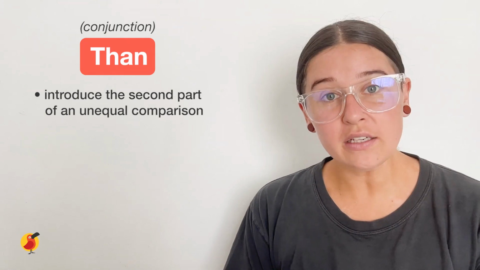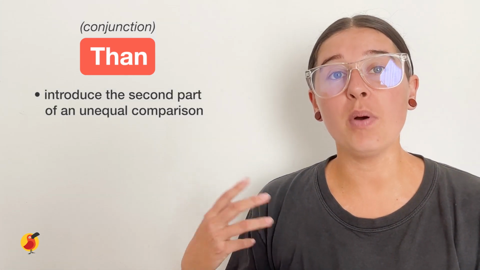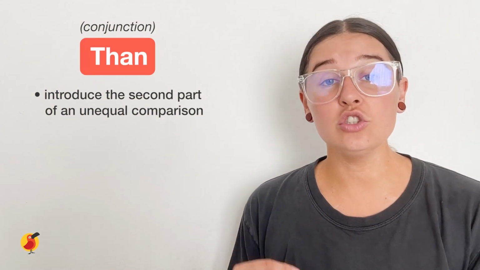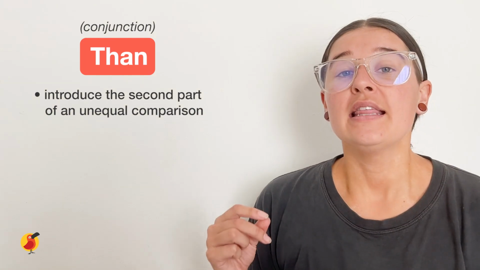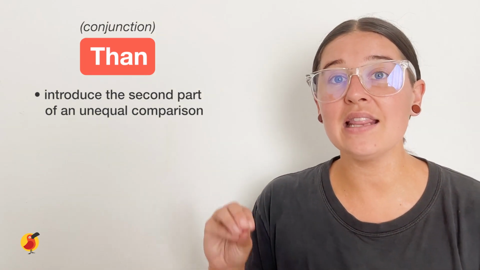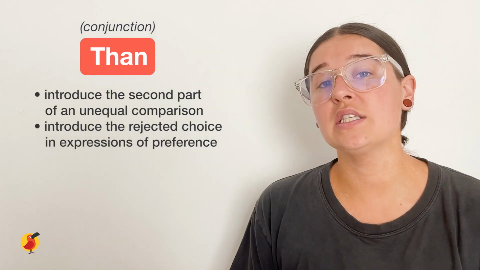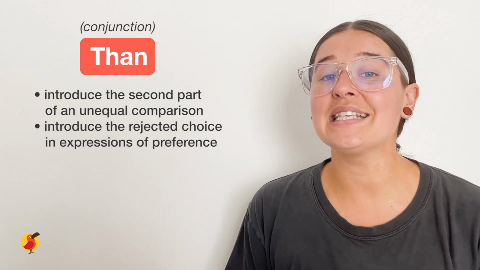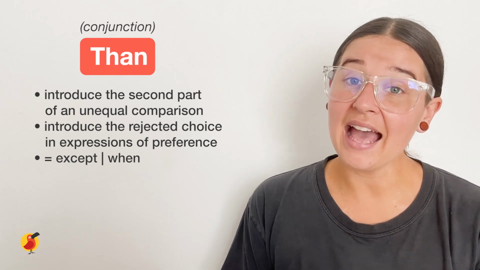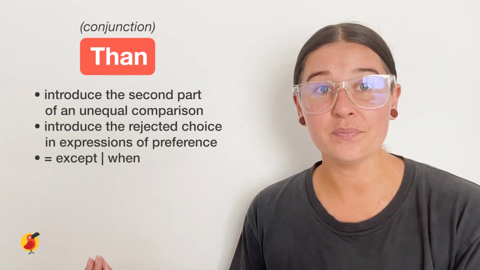Than is a conjunction that introduces the second part of an unequal comparison. A conjunction is a word that connects two clauses or coordinates words in the same clause. Than also introduces the rejected choice in expression of preference. And finally, than can also mean except or when.